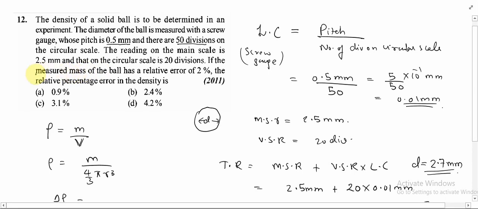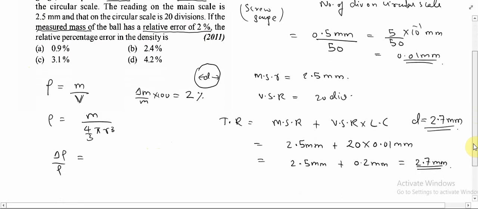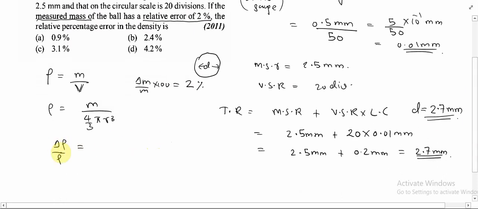Mass is also a measured quantity, so we have to consider its errors also. It is given that the measured mass of the ball has a relative error of 2%. So that means delta m by m into 100 is equal to 2%. Now we have to find the relative percentage error in density. So delta rho by rho is equal to delta m by m plus 3 into delta r by r.